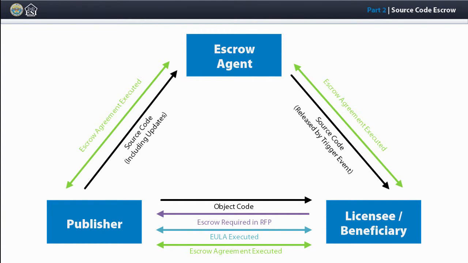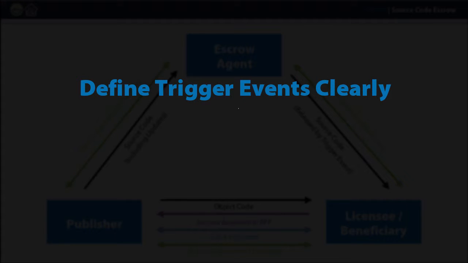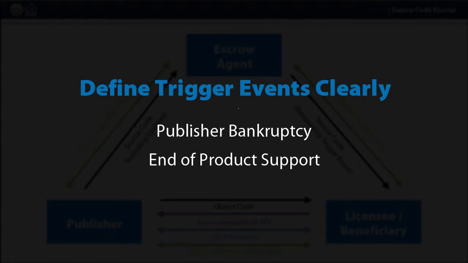The source code will be released to the licensee if a triggering event occurs. These triggering events should be clearly defined in the escrow agreement. Examples of an event that would trigger the release of the source code to the licensee include the filing of bankruptcy by the publisher, the ceasing of support by the publisher for the product used by the licensee, and other closures of business by the publisher.